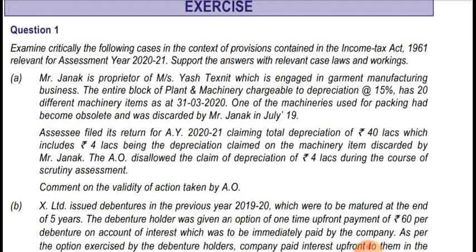In this case, AO disallowing the depreciation of 4 lakhs is not correct because the asset was used for the purpose of business or profession by the assessee. Although it was discarded, the assessee has not sold the asset, so depreciation will be allowed in this case even though the assessee has not used this asset for this particular year for business or profession, because in the earlier years it was used for the business or profession. So in this case depreciation should be allowed as it is in the possession of Mr. Janak. So let's see the solution.